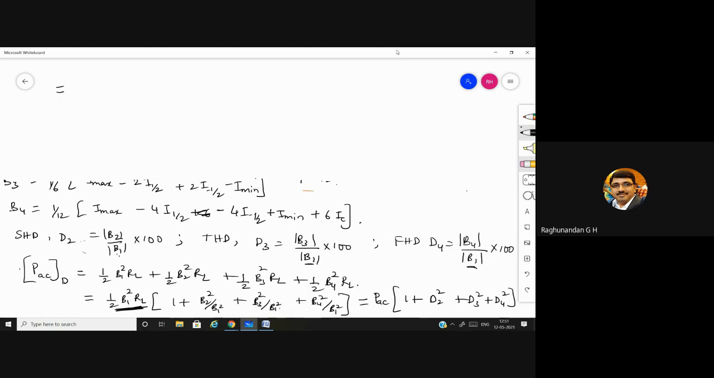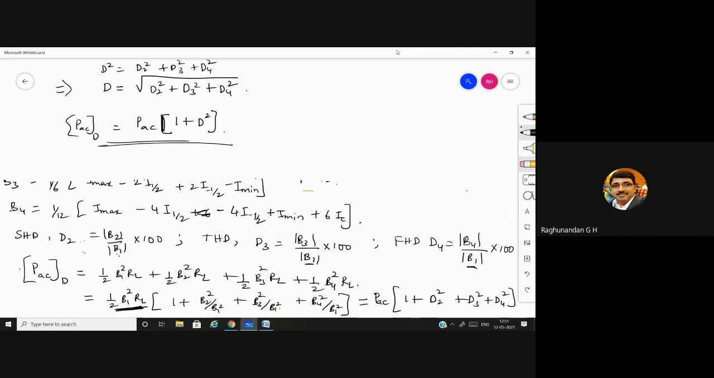So now we'll take D is equal to the root of D2 square plus D3 square plus D4 square, the total distortion formula. I mean, D square is equal to D2 square plus D3 square plus D4 square. This is the total distortion. We are going to sum up everything, so we take the root. So now the above equation can be written in a simplified form as PAC D is equal to PAC into 1 plus D square. So this is the simplified form.